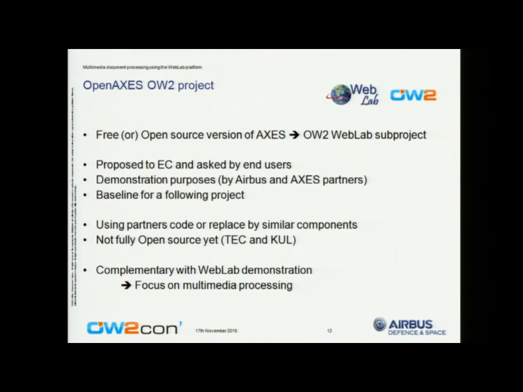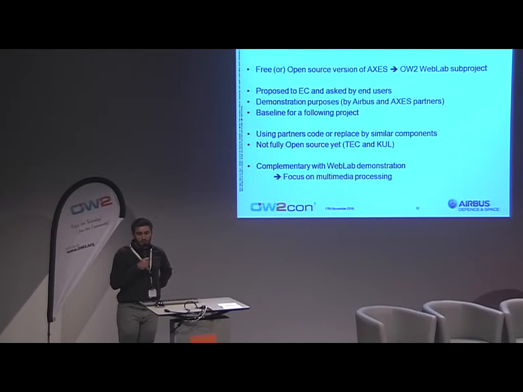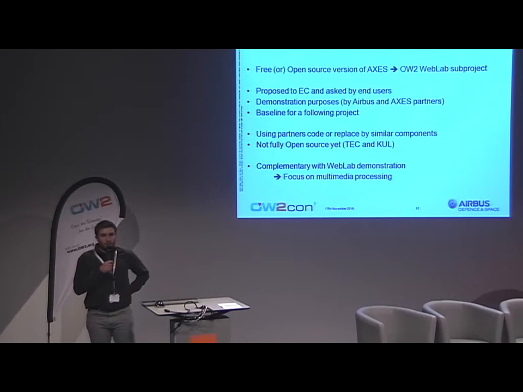So what was the Open Access project? The Open Access project is the free, or, I will explain why later, open source version of Axis, which is an OW2 WebLab sub-project. It was proposed to the European Commission and required by end users during the project because they wanted to be able to make some demonstrations and maybe to buy some software later.